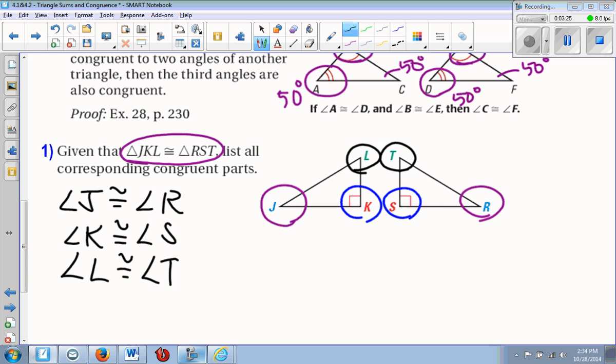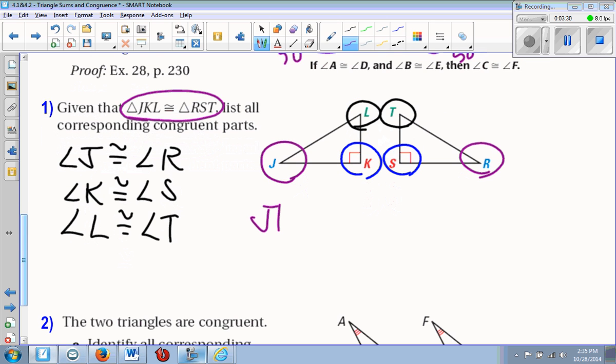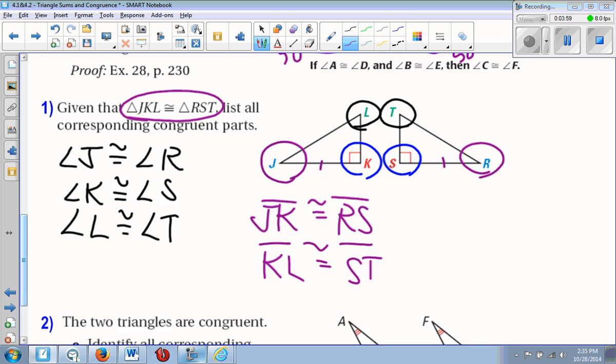You can also do the same thing with the side lengths. Notice that J and K are the first 2 letters in the first congruent statement, and R and S are the first 2 letters in the second congruent statement. That means in my picture, side length JK and RS should be congruent to each other. And if you look at the picture, you can clearly see that they are. If you look at side length KL, notice they're the last 2 letters in the congruent statement, and ST are the last 2 in the congruent statement. If you look at your picture, you can see that KL and ST are also congruent.